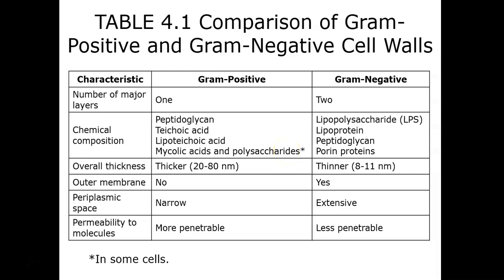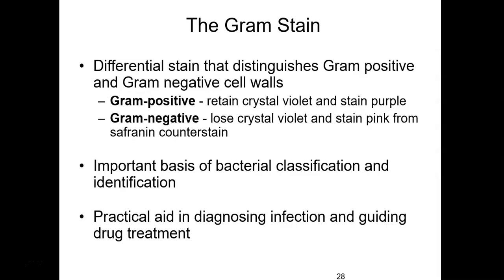So this is table 4.1 out of your text. Again, a nice little reference tool as you begin to study and read the chapter that gives some comparison of the things that we just went over. So it's important for us to come back. We talked about in chapter 3 some of the different staining techniques that we use to increase the contrast of cells to be able to visualize them under the microscope.